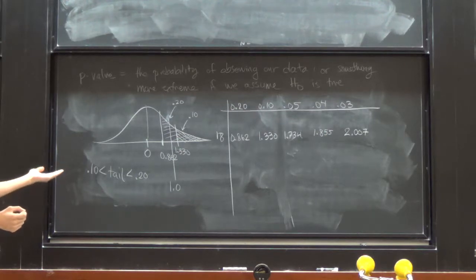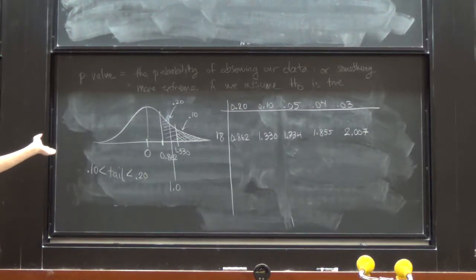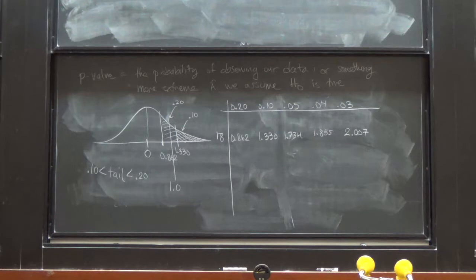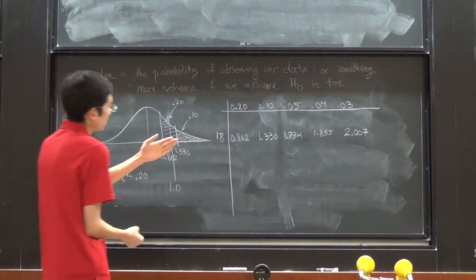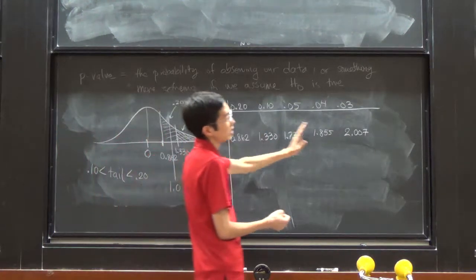So if I'm drawing a line at 1.0, I don't know exactly how much I have, but I do know it's more than 10%, but less than 20%. I want to make sure that makes sense to you guys. If we're at 18 degrees of freedom. Okay. All right.